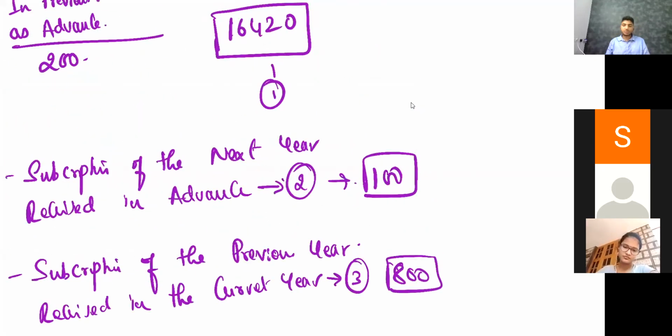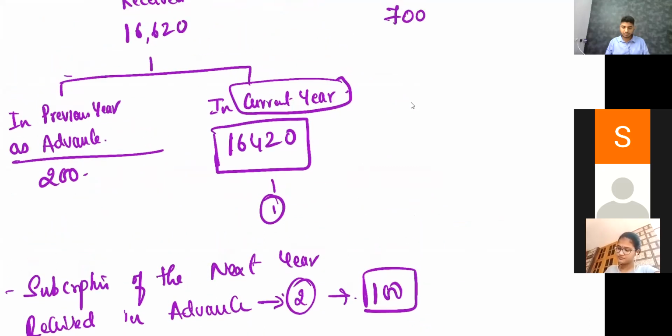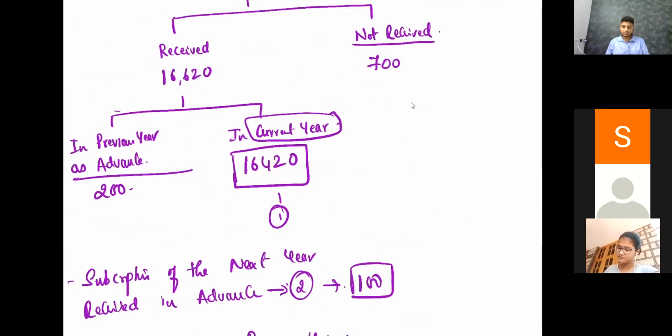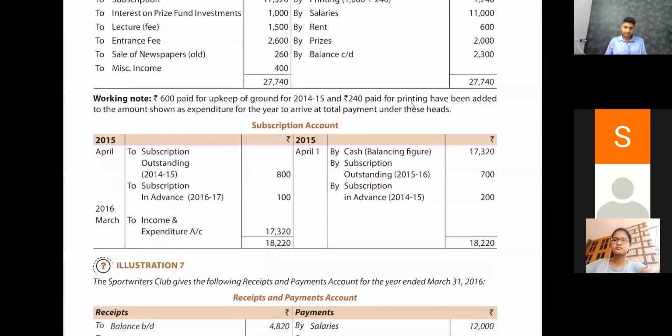Okay. So what should the total going to my receipts and payment account be? Is it 16,420 plus 100 plus 800? Is it 17,320? Everybody got this 17,320? Okay. Let us check here. Here also they have the same answer, 17,320.